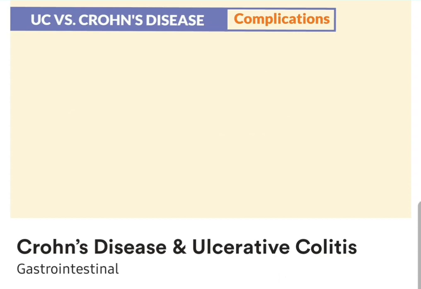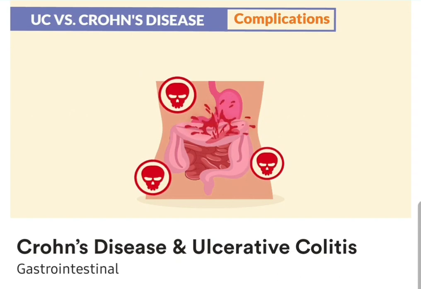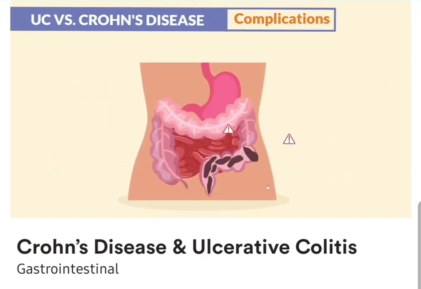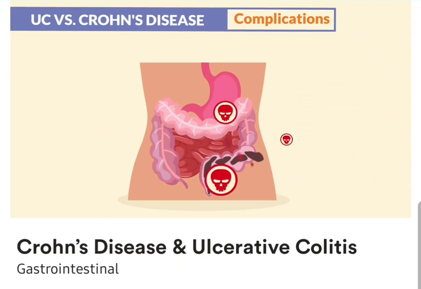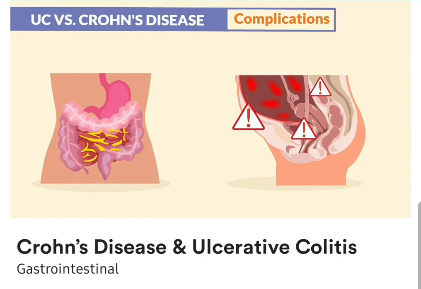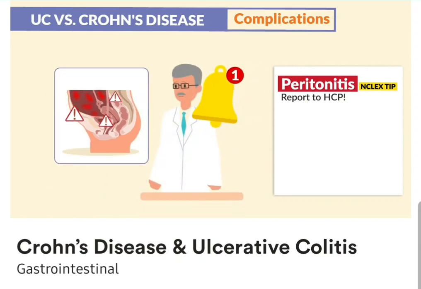Now, in terms of complications, a bowel rupture from a toxic megacolon is a huge risk. This happens when the colon becomes too large, or basically mega, and ruptures, or even from a fistula or tunneling of the bowel. Either way, we have a spill of feces and GI content into the abdominal cavity, kind of like having a broken sewer line that spills that nasty content all over the place. This can cause severe infection, causing rapid death from peritonitis, that infection inside the peritoneal cavity. So write this down, huge NCLEX tip. Peritonitis is priority. We want to report this to the HCP.